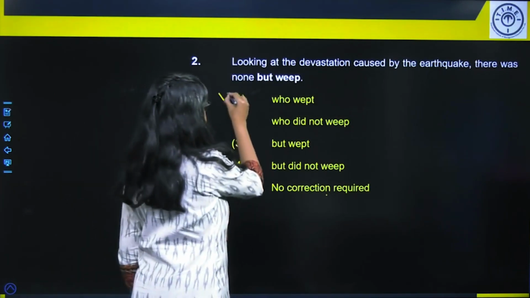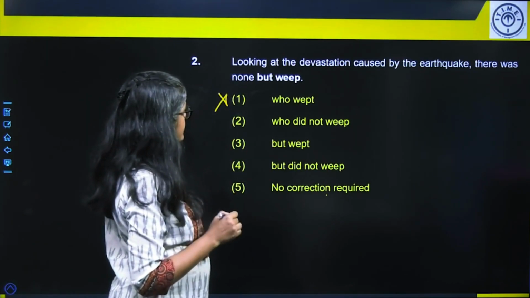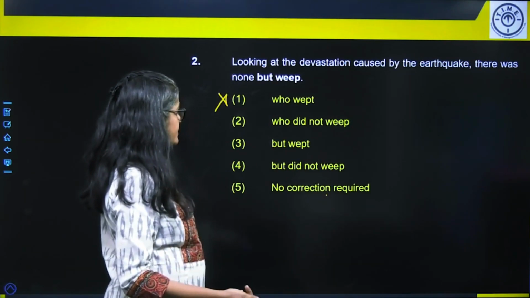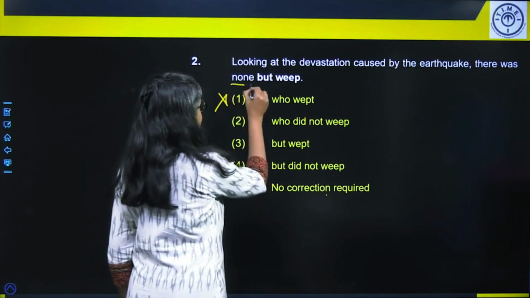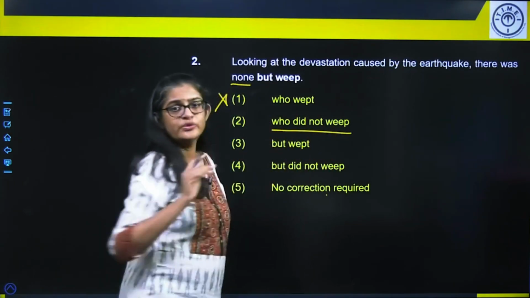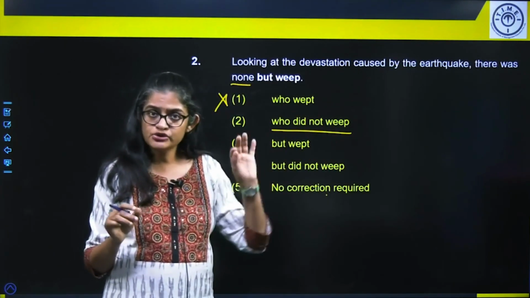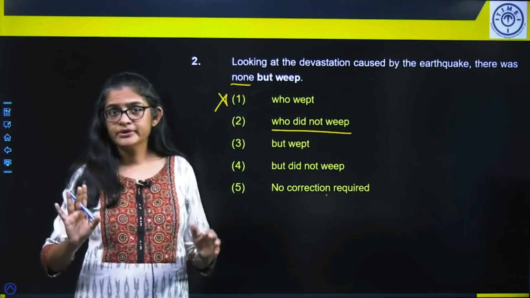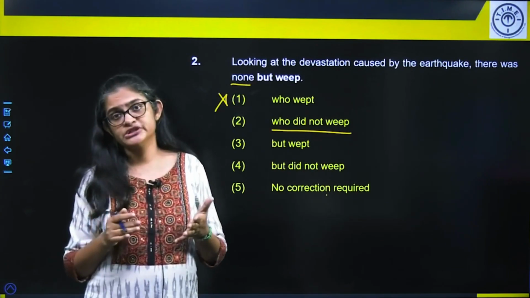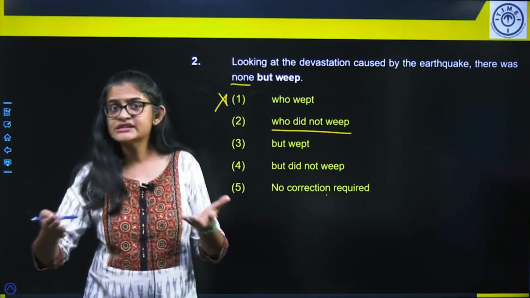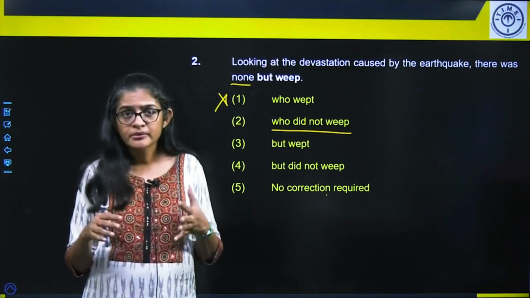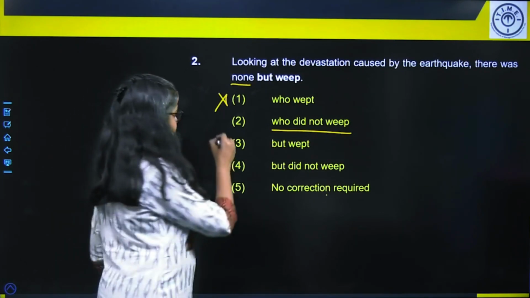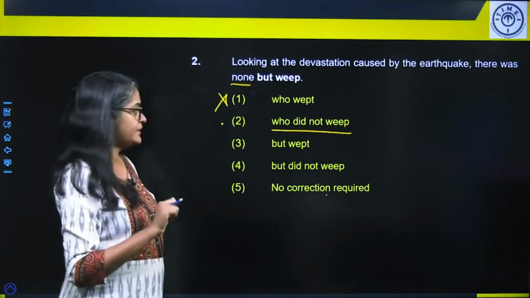That doesn't make sense, right? None who did not weep. There was none who did not weep means what? There was nobody who did not weep. Everybody wept. Now looking at the devastation caused by the earthquake, most normal human beings would weep, right? So this makes sense. Let us keep it there.